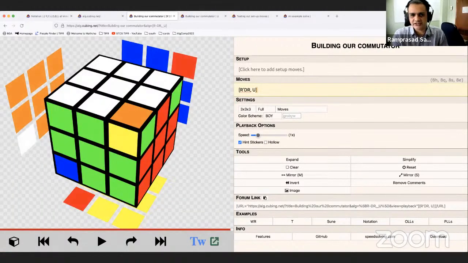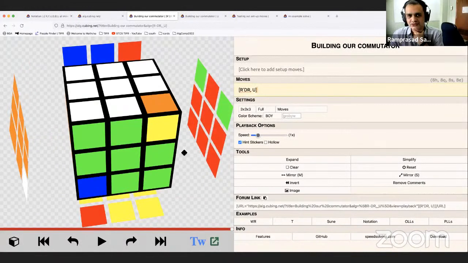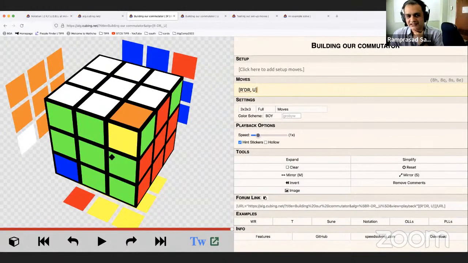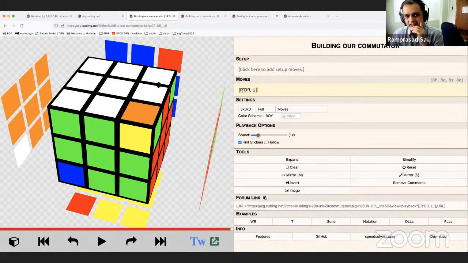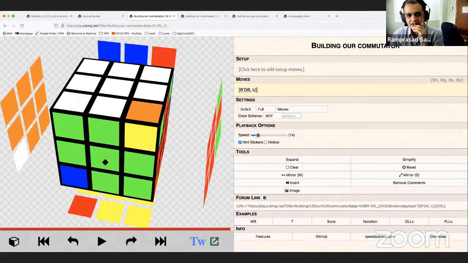Yes. Okay, so this was the commutator that was suggested. Okay, good. So now, to make life a little simpler, let's start using conjugates. So far, we've only used commutators. Now I want to use conjugates. Right now, I have some 3 cycle that looks like this: this piece went here, this piece went there, and that corner went here. That's the 3 cycle I end up having.